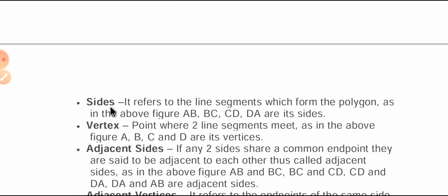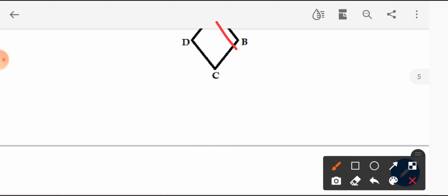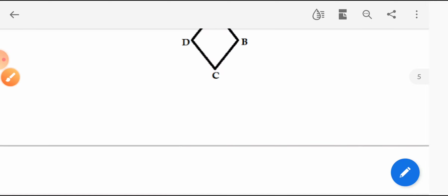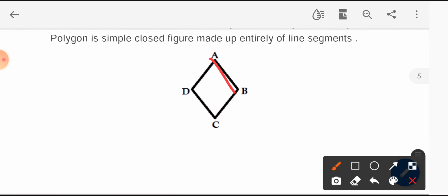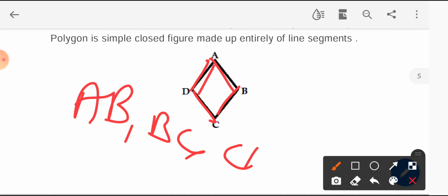So see its parts. See that sides. What do you mean by sides? It refers to the line segment which form the polygon. Sides means here you can see side means AB, then BC, CD, DA. These are the 4 sides: AB, BC, CD, DA. These are the sides of the polygon.